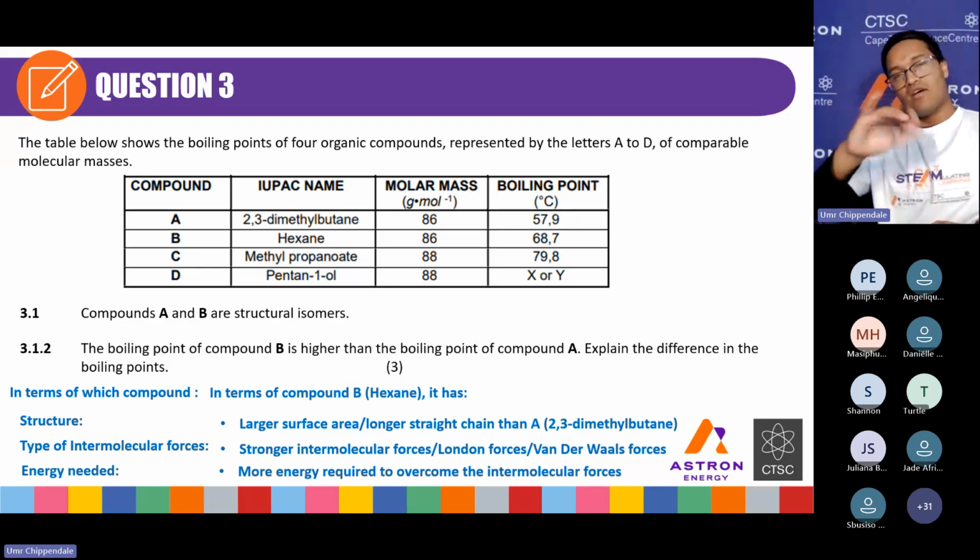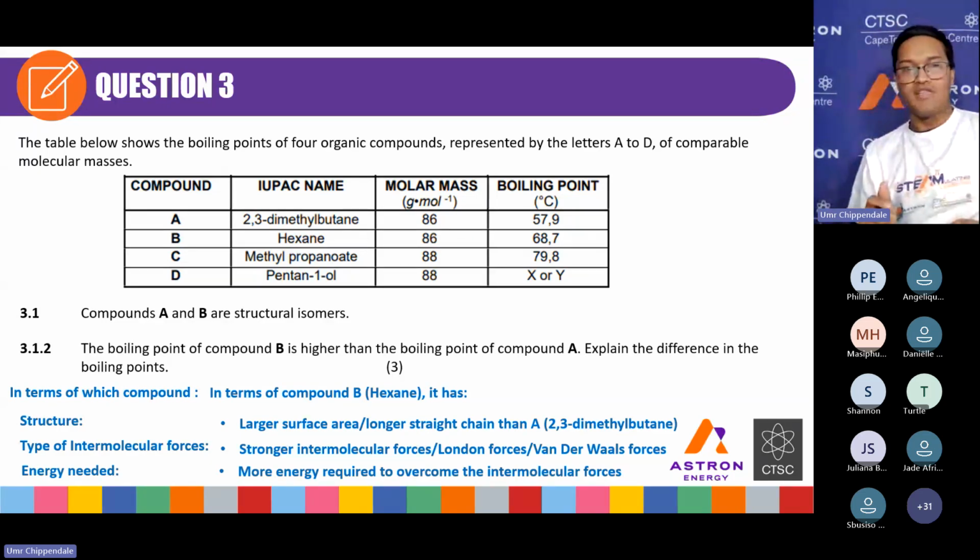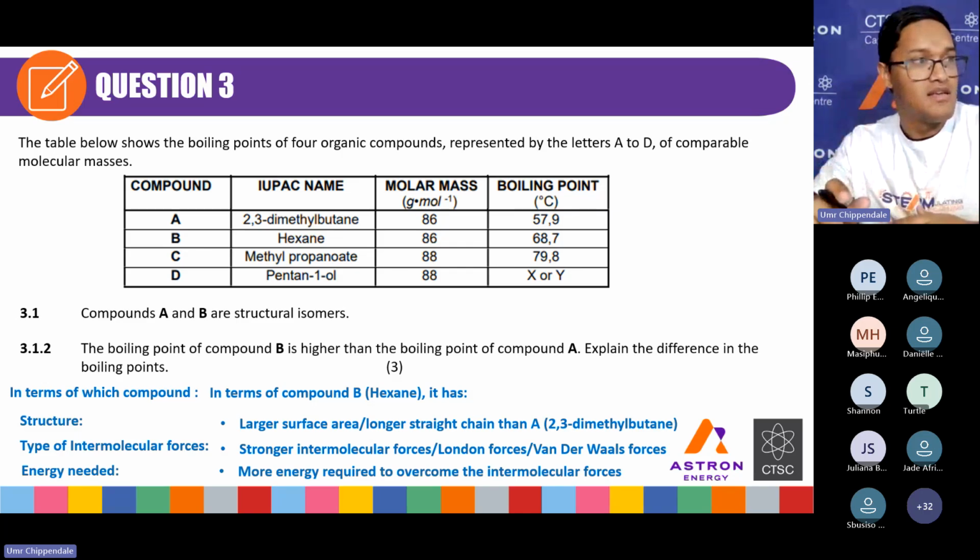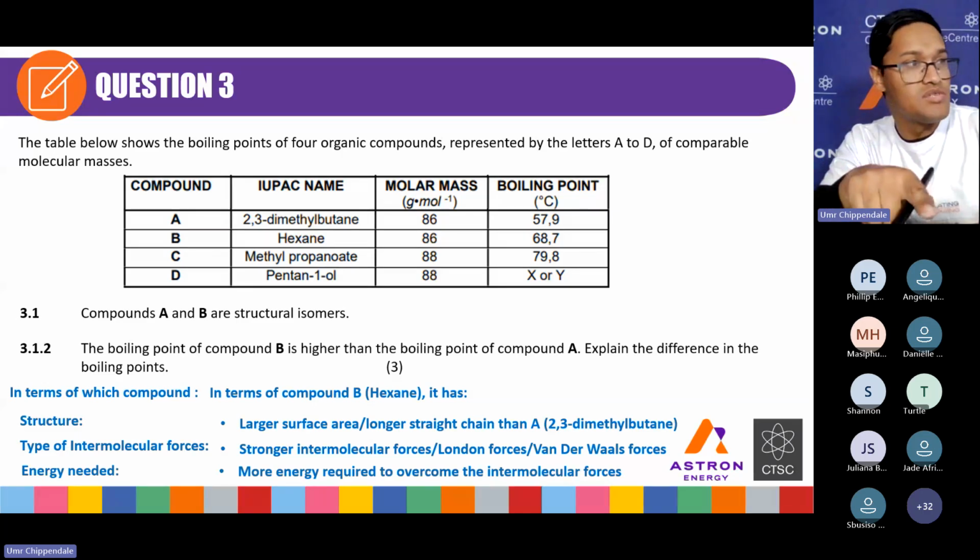You could also write it in the opposite terms. When you speak in terms of compound A, you just write the opposite. It has a shorter chain, or at least a smaller surface area, weaker intermolecular forces, and you'll have less energy to overcome, right? So you could write it. That's why you always say in terms of which one you're speaking about.